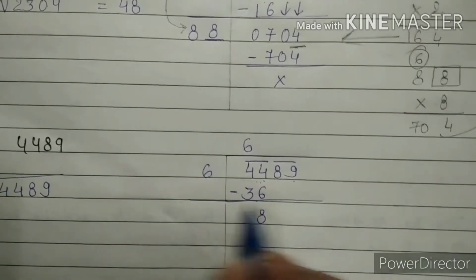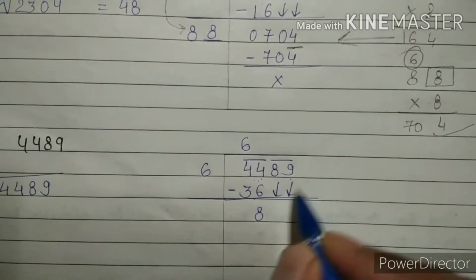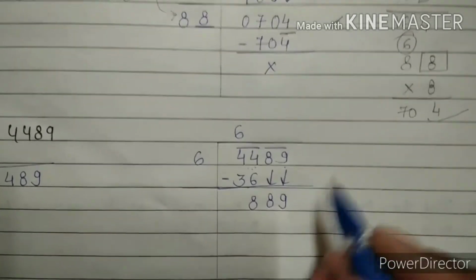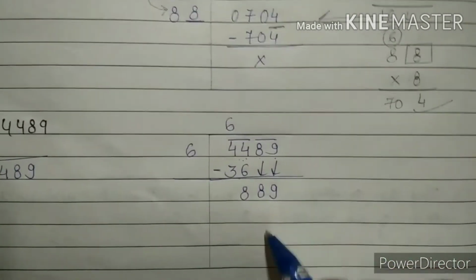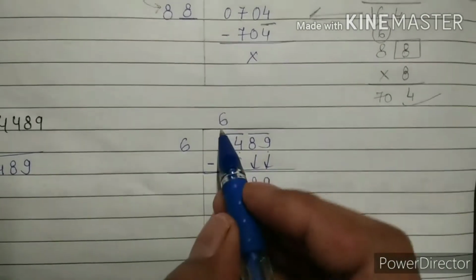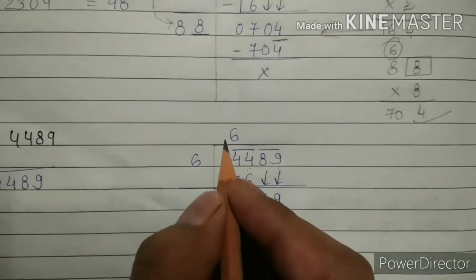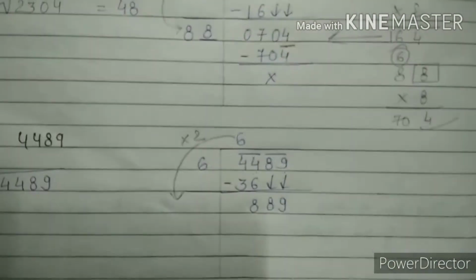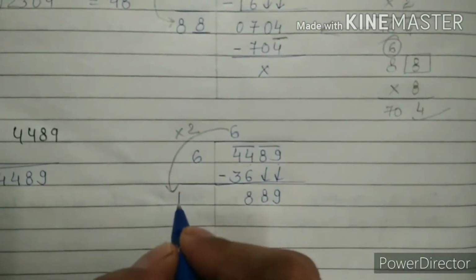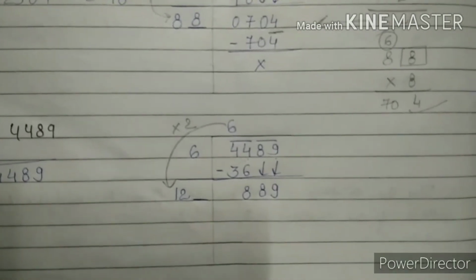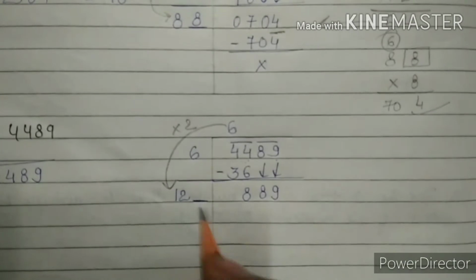Now we will copy the next pair. Next pair is 89. We have to copy one pair together. Both numbers will come together downside. Now what will come here? Here we have to double 6. So double of 6 is 12. Now we have to put a number here.